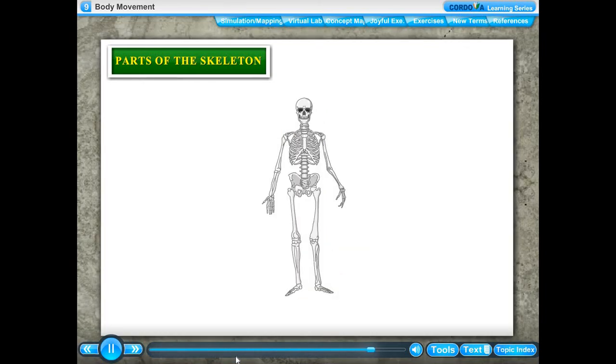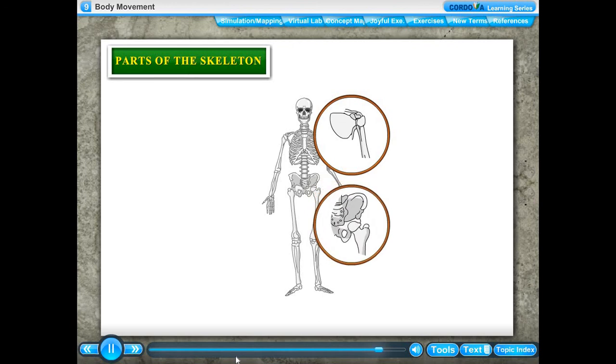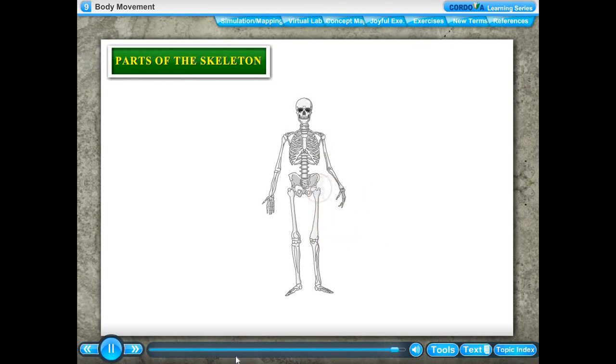The girdles. There are 2 pairs of girdles, a pair of shoulder girdles, a pair of hip girdles. The limbs are not joined directly to the backbone, spine, but to the girdles. The arms are joined to the shoulder girdle. The legs are joined to the hip girdle. The girdles lie on either side of the backbone and are fixed to it.